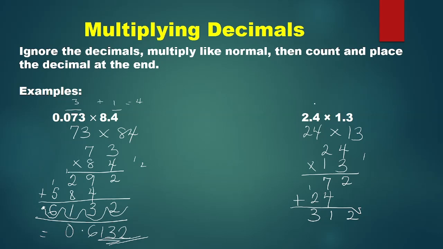Now, I'll count my decimal places. This has only one decimal place, and this has another one decimal place. So one decimal place plus one decimal place is just two decimal places. So I'll come to my answer and I'll count two decimal places. 1, 2. So my point is here. So the final answer to my question is just simply 3.12. And that's the answer to that question.